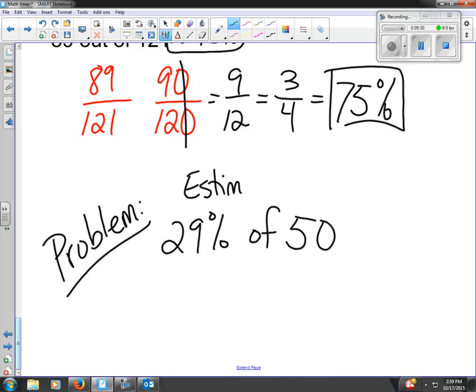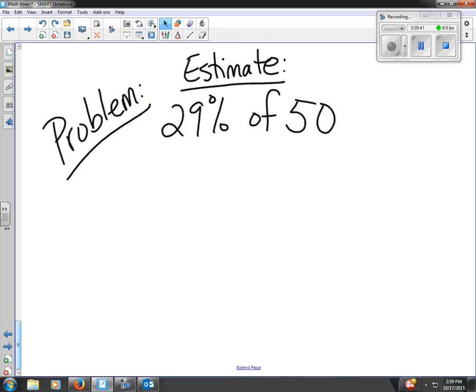I am not looking for exact. If you give me an exact answer, that means you used your calculator or something else. And this is just to practice helping you estimate, kind of making you a faster math student when it comes to maybe standardized tests that have multiple choice. You probably estimate an answer faster than you could solve for one. Okay, so here we are, 29% of 50. I will see you next class.